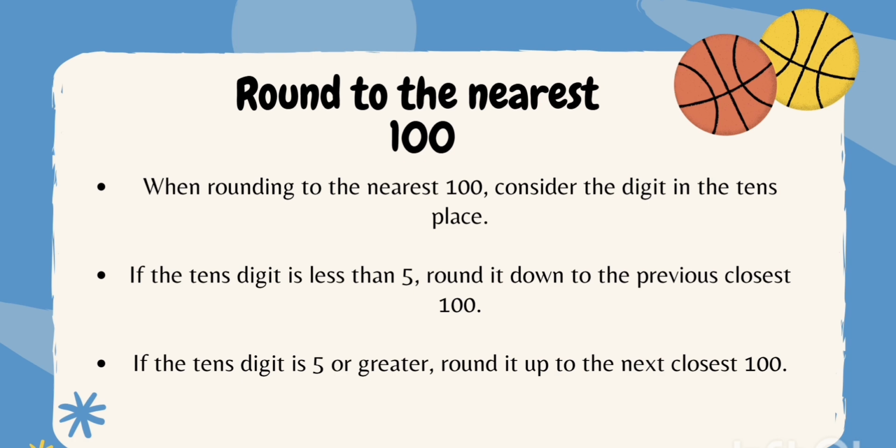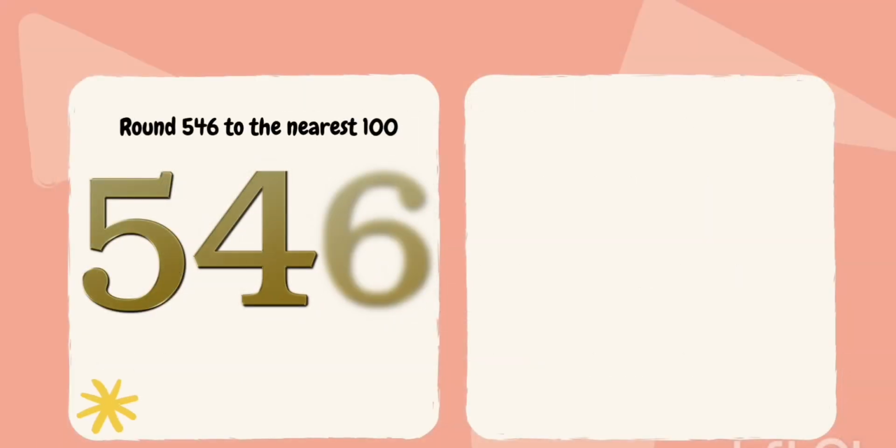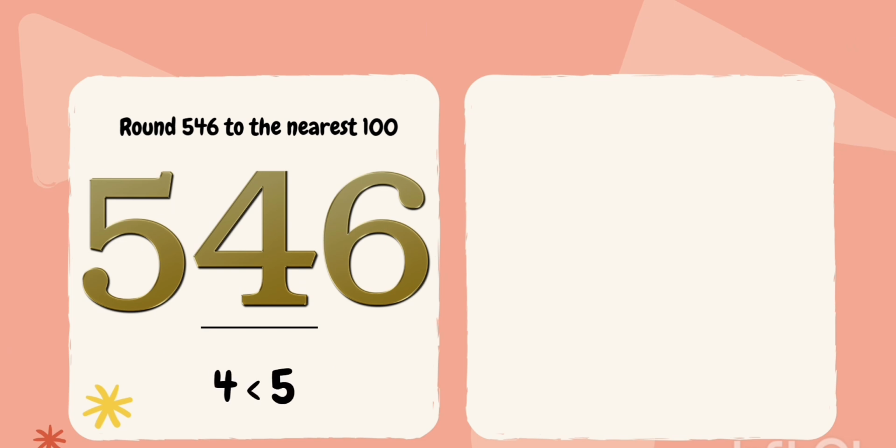Let's take an example. Round 546 to the nearest 100. Here the tens digit is 4. Since 4 is less than 5, round it down to the nearest 100. The hundreds digit remains the same and the ones digit and tens digit become 0. So 546 is rounded to 500.